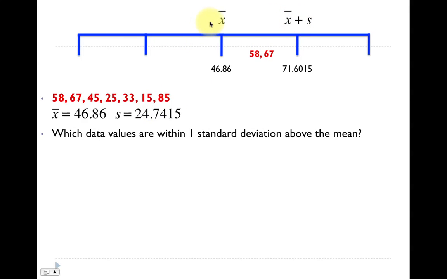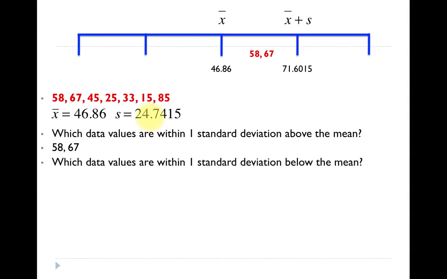Then we're going to calculate the mean minus a standard deviation, and we're going to put that number right here. So we're going to take 46.86 and subtract 24.7415. 46.86 minus 24.7415. So when you calculate that, you should get 22.1185. The question asks which data values are within one standard deviation below the mean.